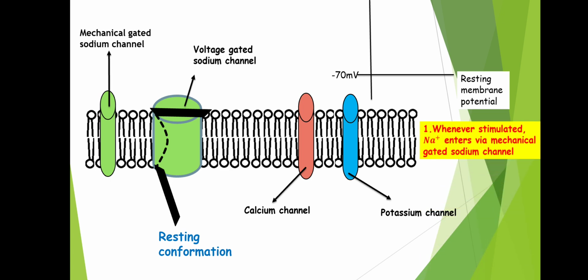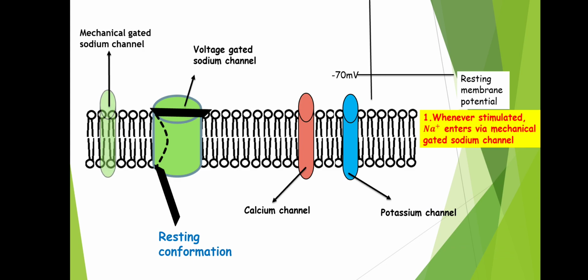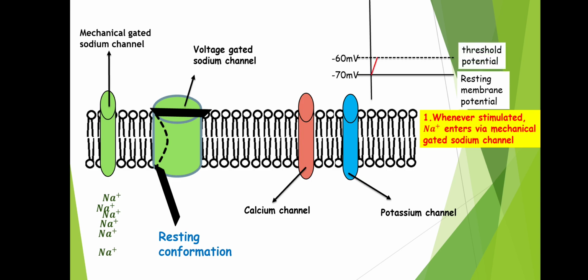Okay, now whenever we stimulate this membrane, what will happen? Sodium ion will gain entry via this mechanical gated sodium channel. Now when positive charges move inside, the membrane potential from minus 70 millivolt will be moving to the more positive side, that is minus 60 millivolt, and that is the threshold potential.